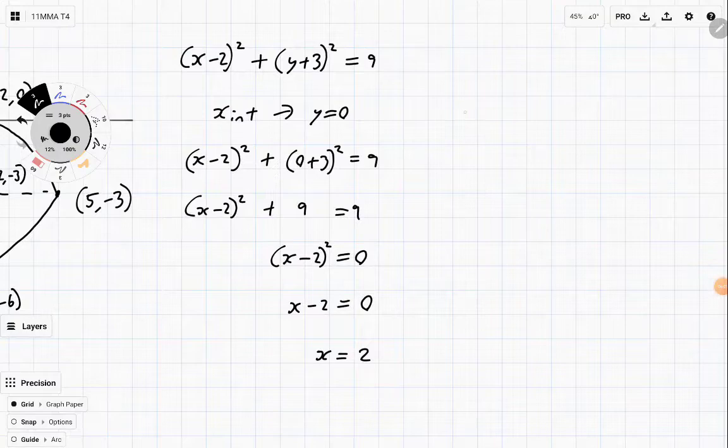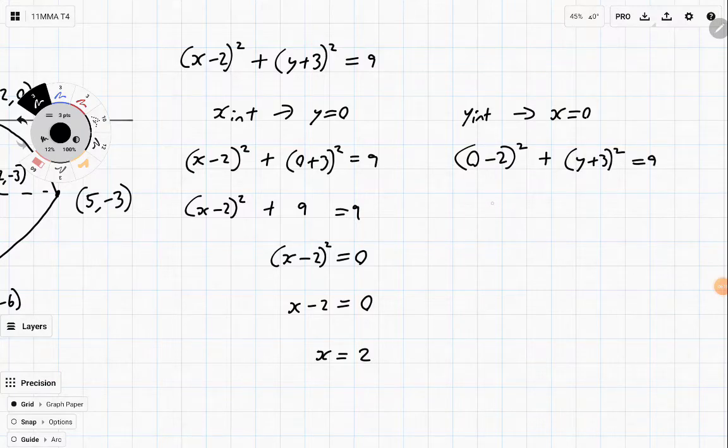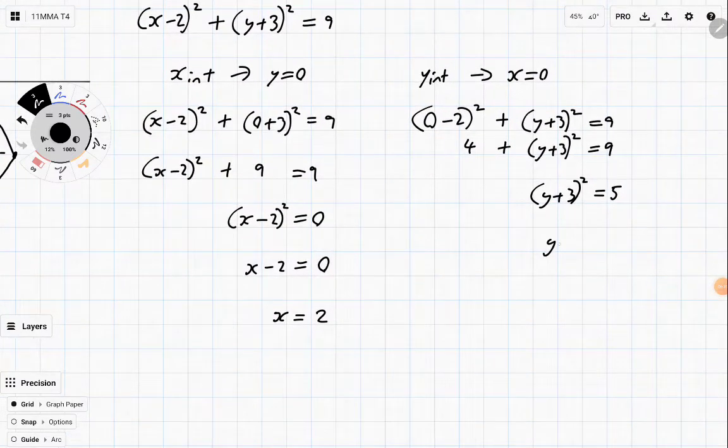So the y-intercepts are going to be slightly more interesting, and this is when x is equal to 0. So we get (0 - 2)² + (y + 3)² = 9. Solve for y. We get (-2)², well, that's just going to be 4. (y + 3)² = 9. Take 4 from both sides, 5. Take the square root. Plus or minus the square root of 5. Subtract 3. We get plus or minus the square root of 5, minus 3.